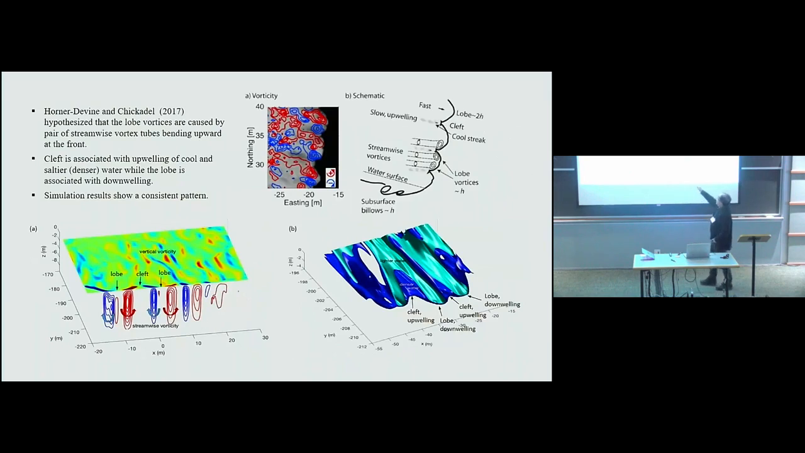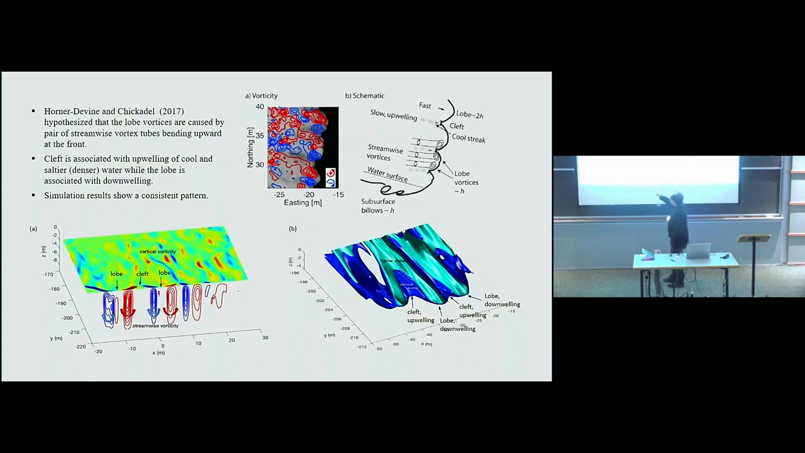Horner-Devine and Chickadel hypothesized that the existence of these counter-rotating vertical vortices is because of the existence of a streamwise vortex tube that actually gets bent upward close to the front of the river plume. So that's why you see these counter-rotating vortices. And for that reason, because of the counter-rotating tube, you see that at the lobe, you must have a downwelling. Okay, and then at the cleft, you have upwelling.